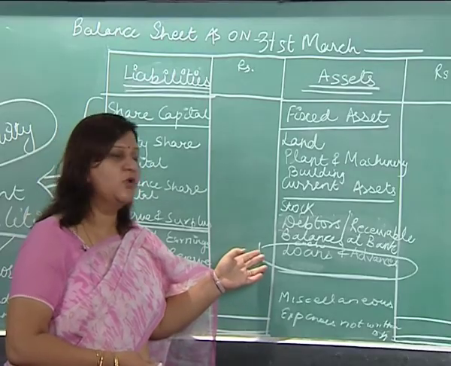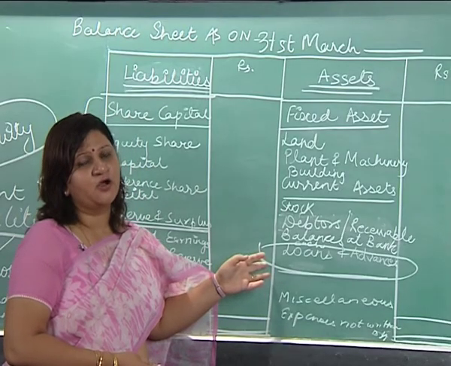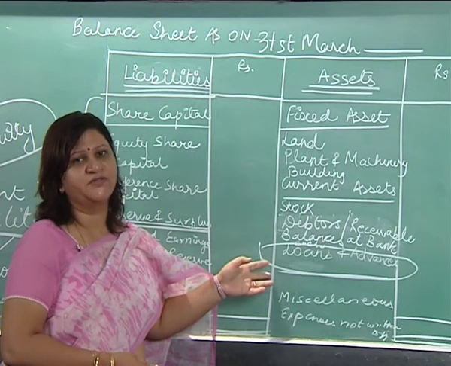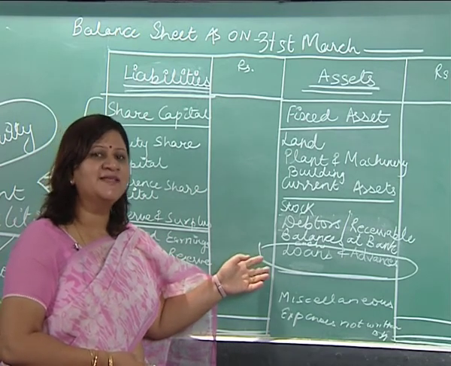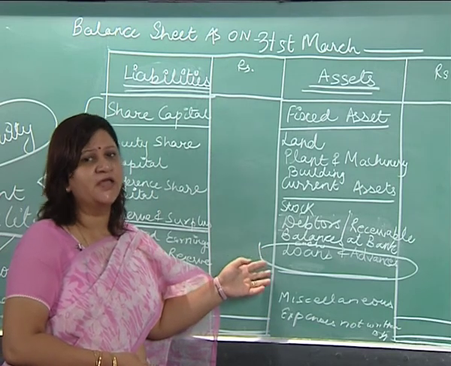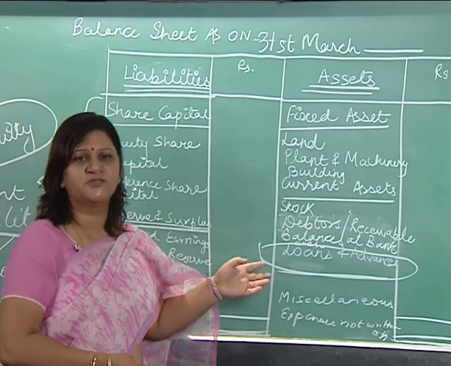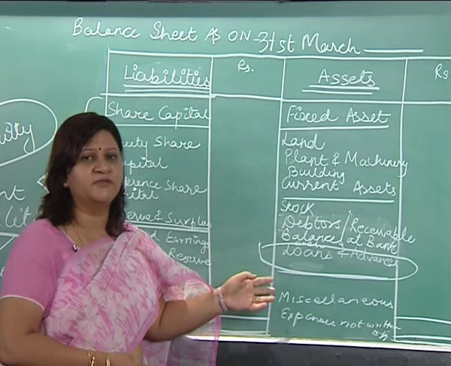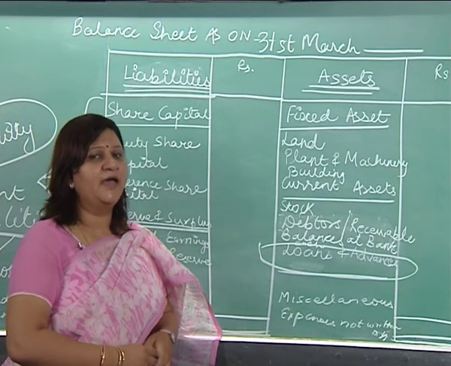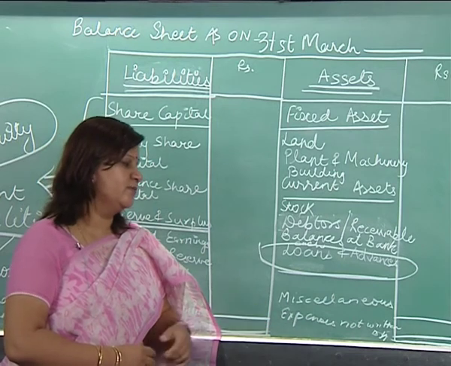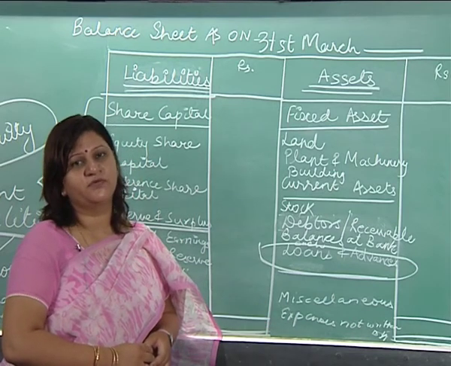Next one is loans and advances. They are also part of current assets, but they are shown as a separate heading because they are not as liquid as other assets, and they will comprise TDS receivables or other receivables like accrued interest, accrued earnings, and the last one is called miscellaneous expenses not written off.